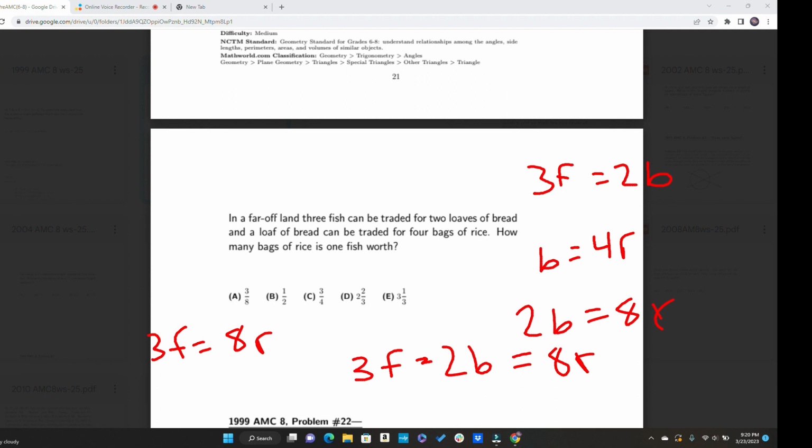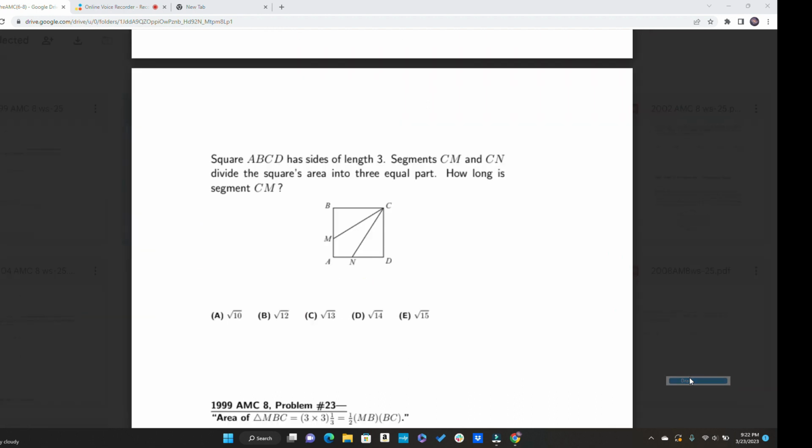Okay, so how many bags of rice is 1 fish worth? We can divide both sides of our equation by 3, right? 3 fish divided by 3 makes just a fish, equals 8 bags of rice divided by 3, 8 thirds. Simplifying, that gives us 2 and 2 thirds. Answer choice D.